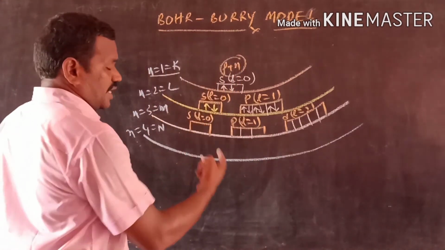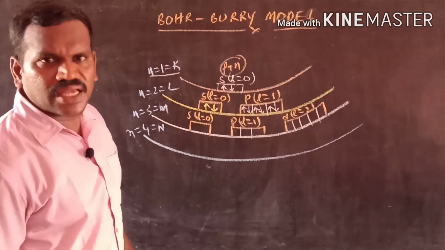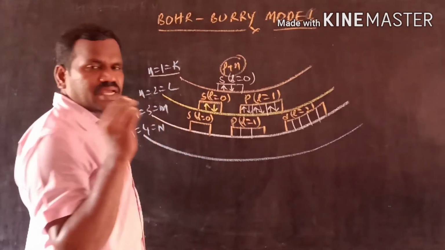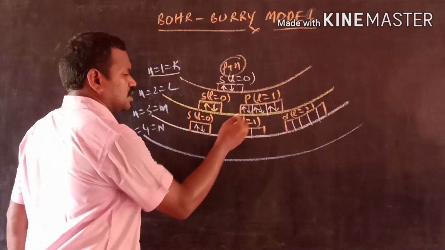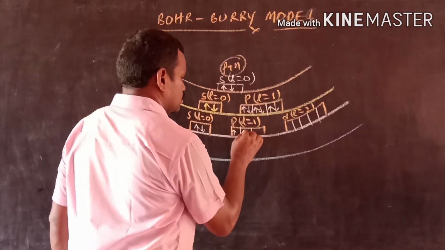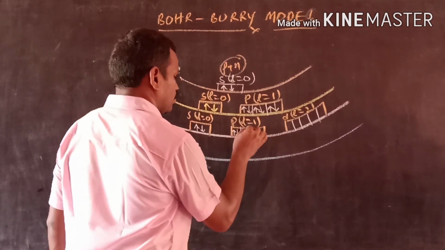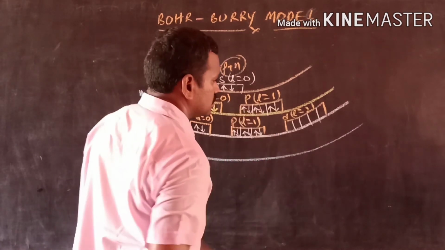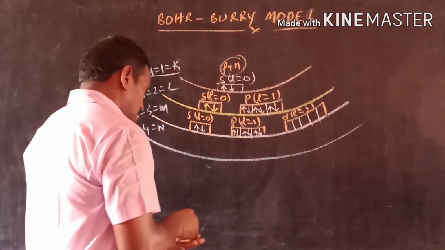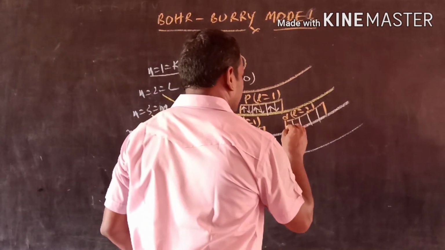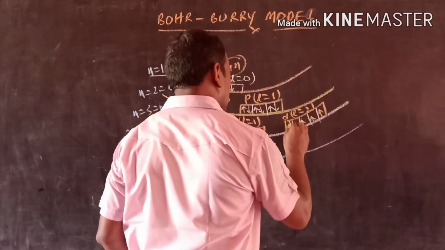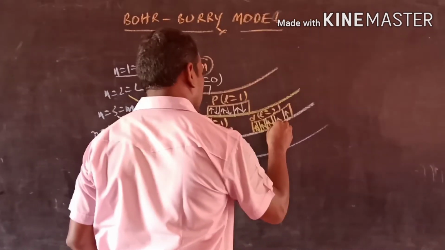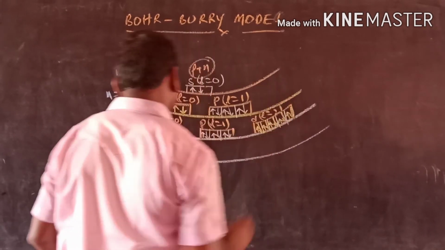Now, after writing the orbitals, we should write the electrons. Each orbital can associate with 2 electrons only. So here 2 electrons are there. P with 6. 1, 2, 3, 4, 5, 6. D with 10 electrons. 1, 2, 3, 4, 5, 6, 7, 8, 9, 10.